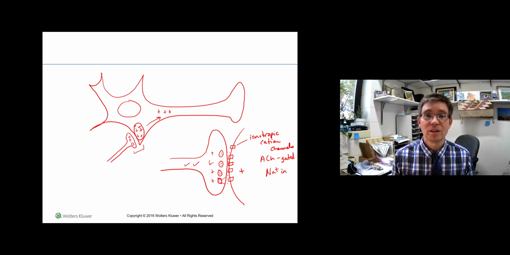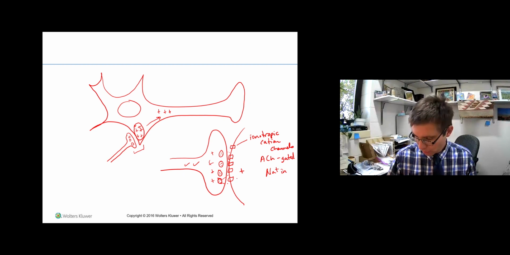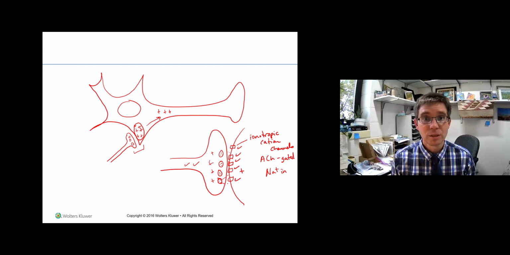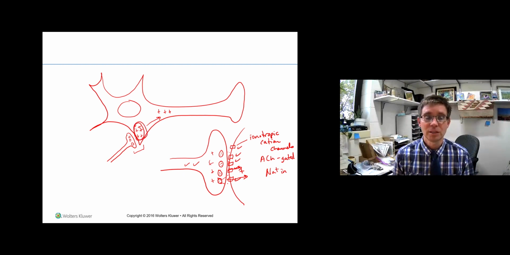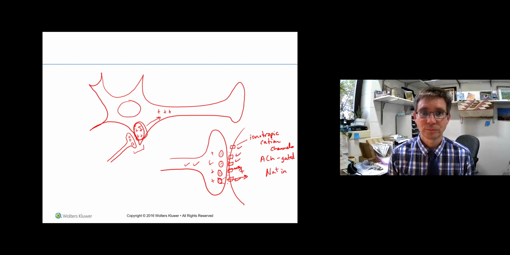Hopefully you answered more channels opening. The greater number of channels that open, the more sodium can come in. We've talked about this over and over again. The more doors that are open, the more you can flow through. So the more doors we open, the more we can get sodium to come in and depolarize this. So we can increase the amount of depolarization that's happening in the dendrite there.